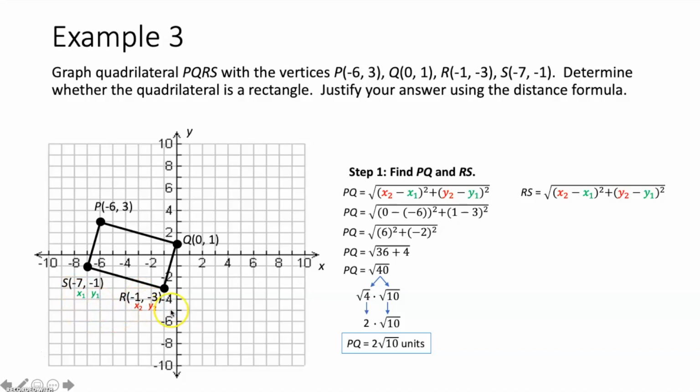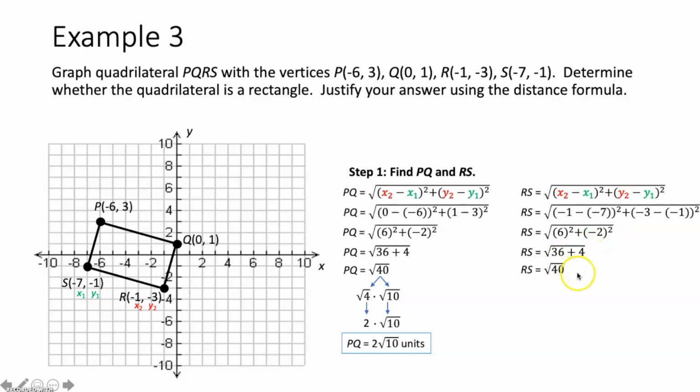Doesn't matter, you could have switched them. We plug in the coordinates to their corresponding spot in the distance formula, and we simplify. Negative 1 minus negative 7 is the same thing as negative 1 plus positive 7, so that's going to be 6. And then negative 3 minus negative 1 is the same thing as negative 3 plus positive 1, so that's negative 2. 6 squared gives you 36, negative 2 squared gives you 4.